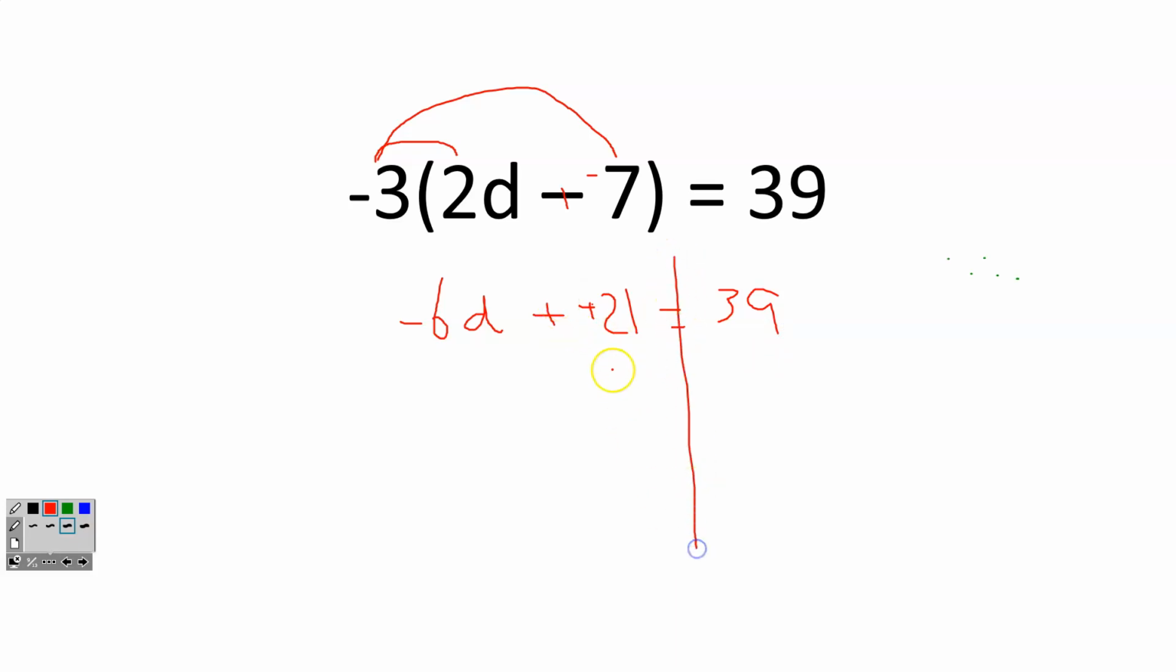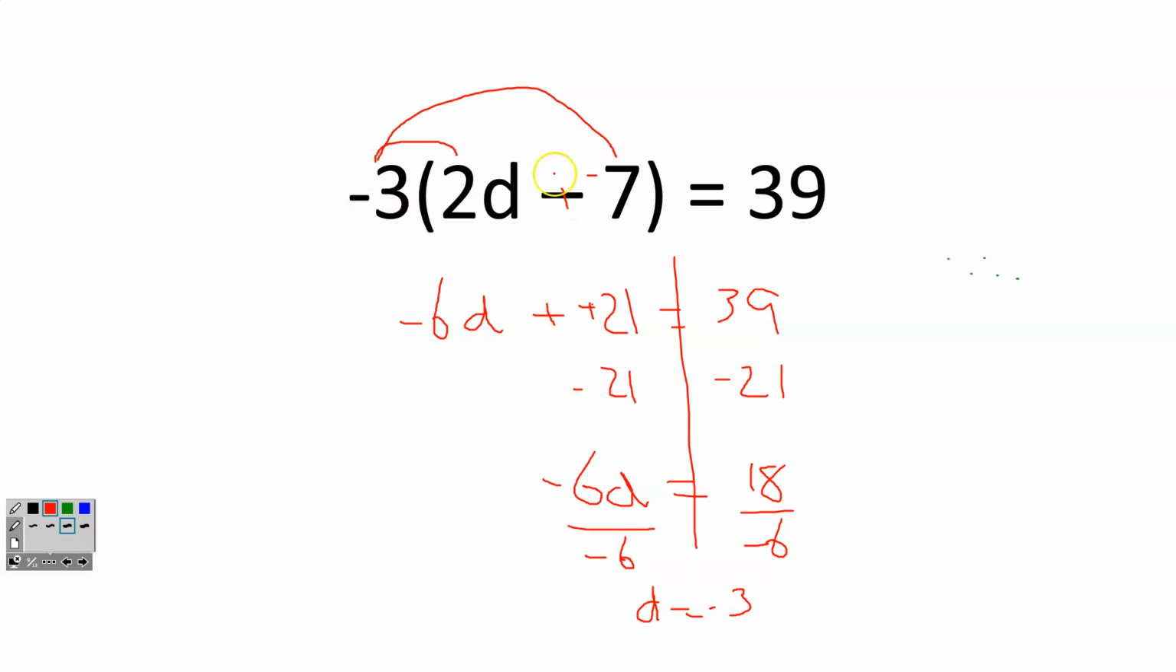So we draw our fence. The opposite of adding a positive 21 would be to subtract 21. That's going to give me a negative 6d on this side and 18 on this side. I'm going to divide both sides by a negative 6, which gives me an answer of d equals a negative 3. So this is the type of problem that bothers a lot of people because of that negative sign.